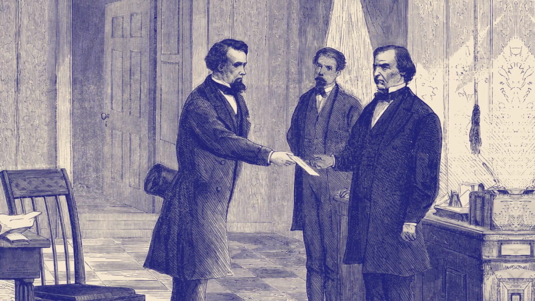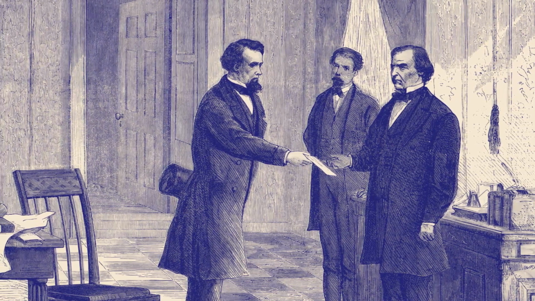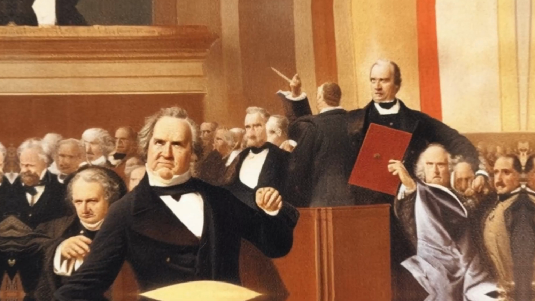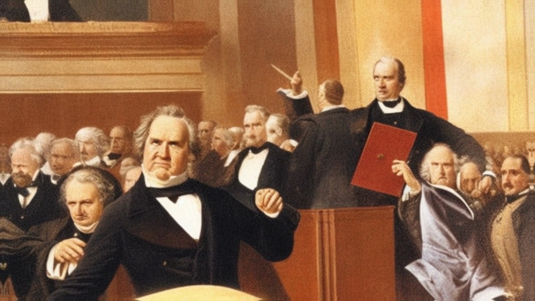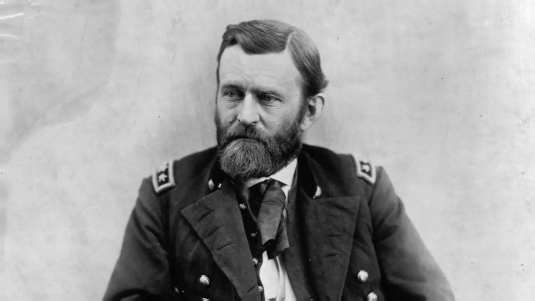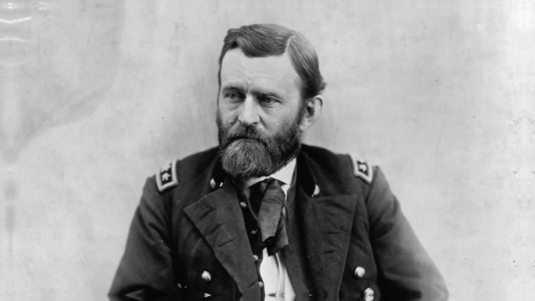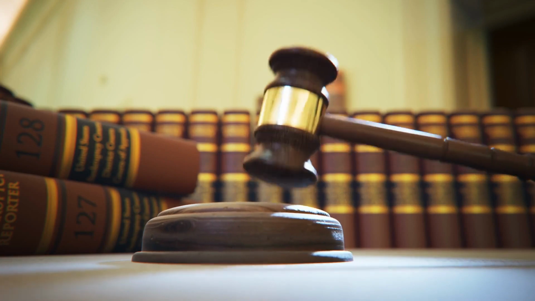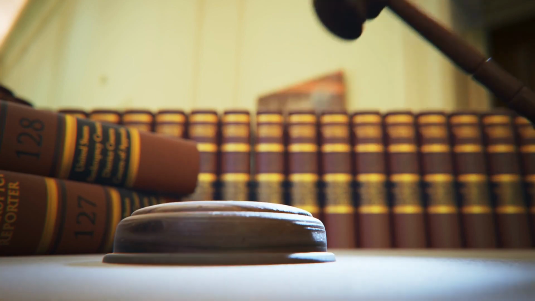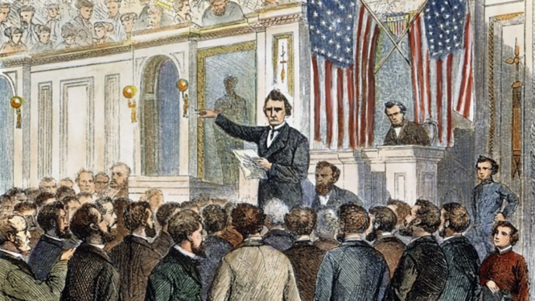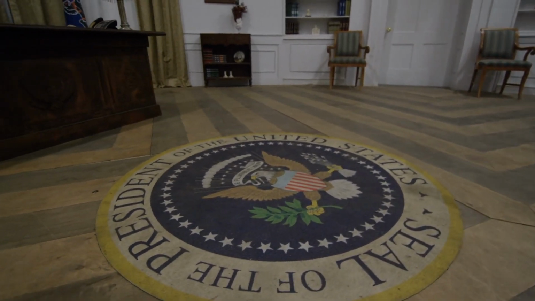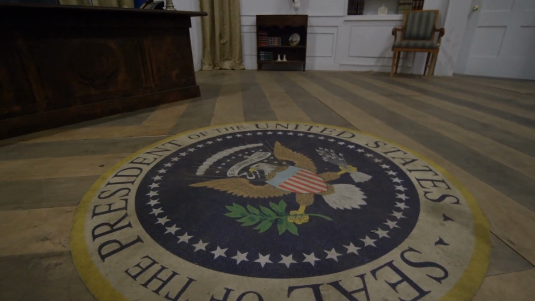Johnson narrowly escaped removal from office. He served the remainder of his term, but did not run for re-election. The tension between the President and Congress did not ease until the election of Ulysses S. Grant, later in 1868. In the aftermath of Johnson's impeachment, the Tenure of Office Act was deemed unconstitutional by the Supreme Court in 1926, vindicating Johnson's defiance of the law. However, his impeachment left a lasting impact on the presidency, setting a precedent for future impeachment proceedings.